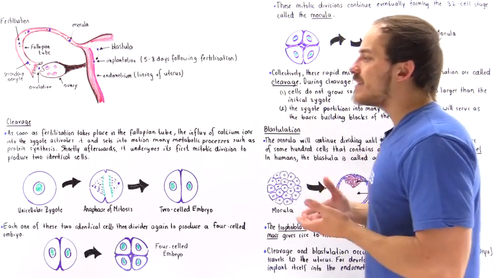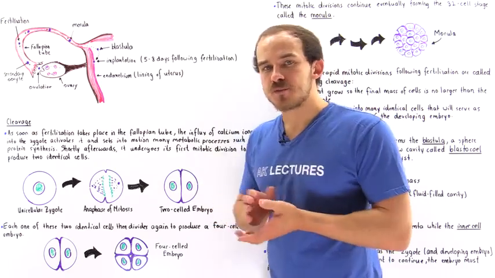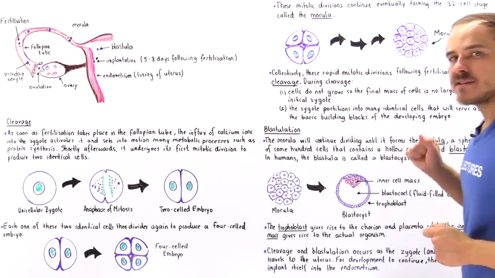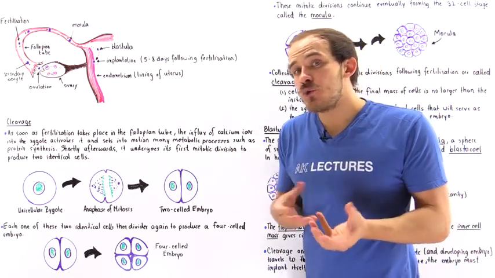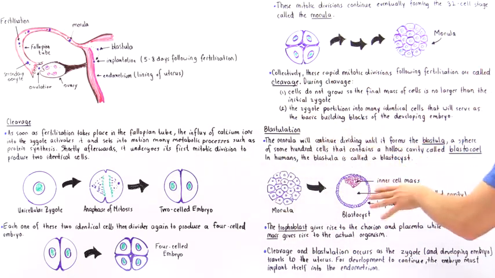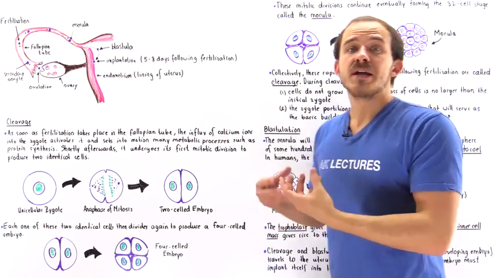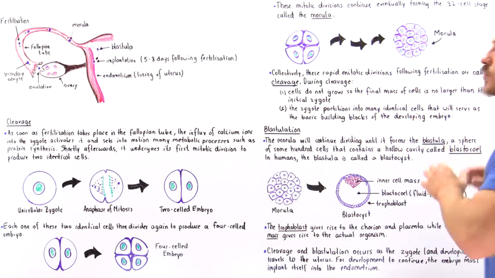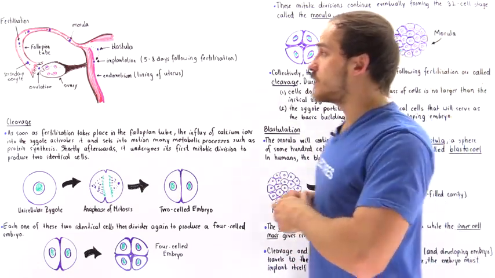So what exactly is the purpose of cleavage? Well, the purpose of cleavage is to actually partition that zygote into many identical cells so that we can use these identical cells later on as the building blocks to actually form that developing embryo and eventually form that organism, the adult organism. So this is the process of cleavage.